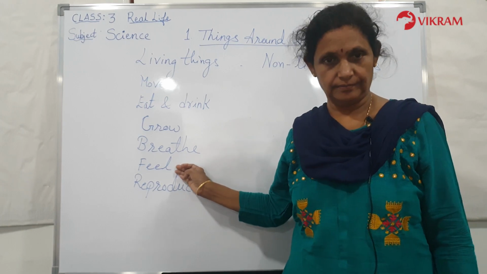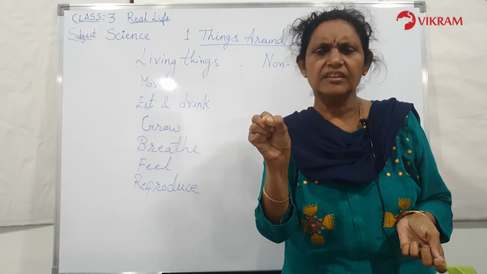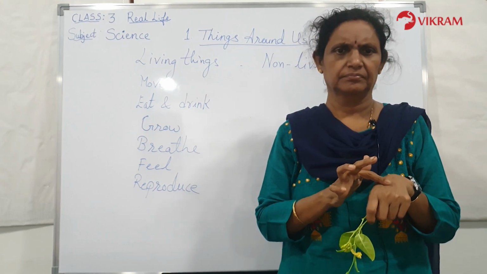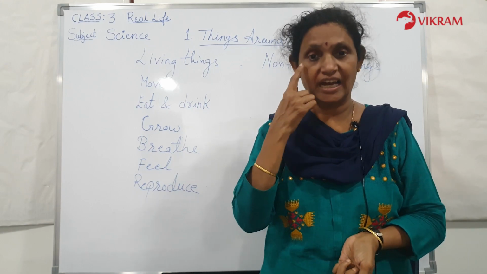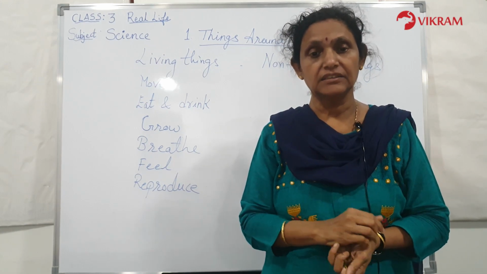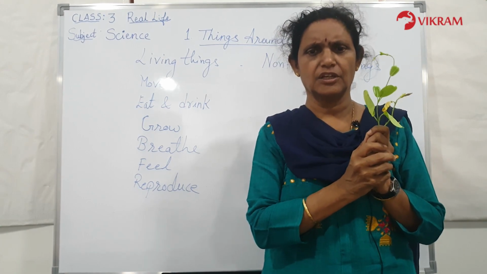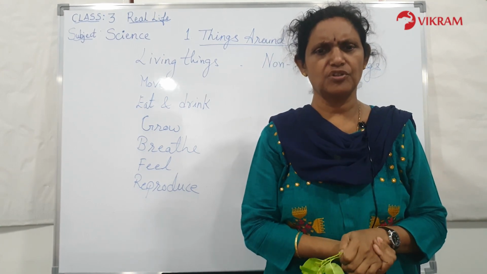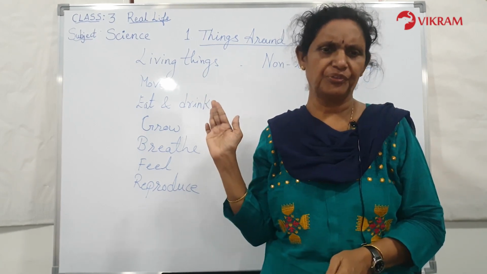Living things feel. All living things can feel. We can prick a living thing. It feels pain. The feelings of animals are expressed through their eyes, nose, tongue, ears and skin. Plants also feel like animals. When you touch the leaves of a touch-me-not plant, they fold. Non-living things do not feel.